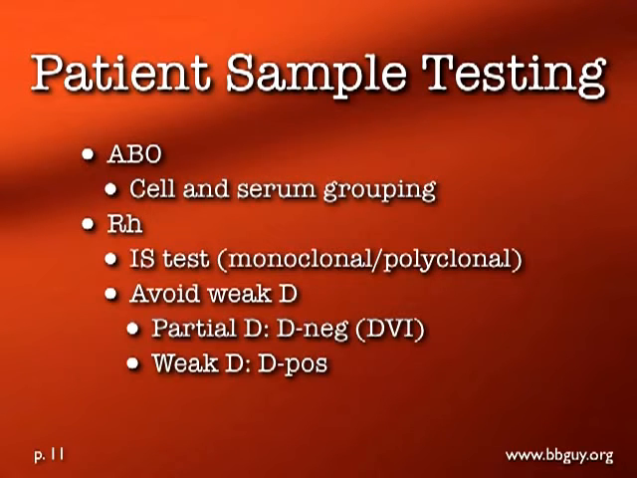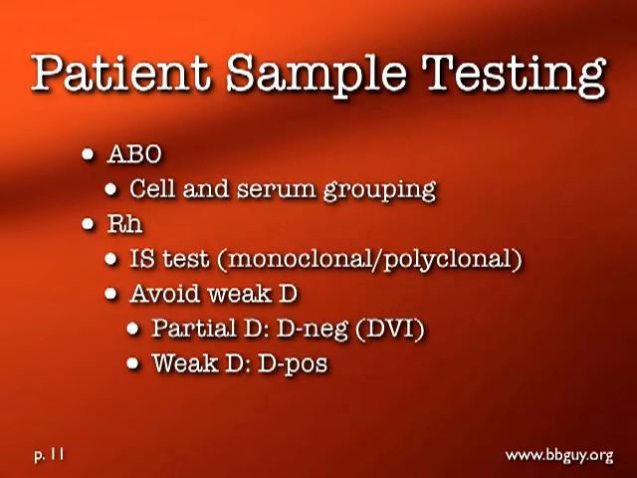You really, in modern times, should avoid doing a weak D test on a recipient. The reason is that most things that used to be called weak D with our current testing are going to be D positive, and the few that are actually partial D are deliberately going to be called D negative using the anti-D that's available today.